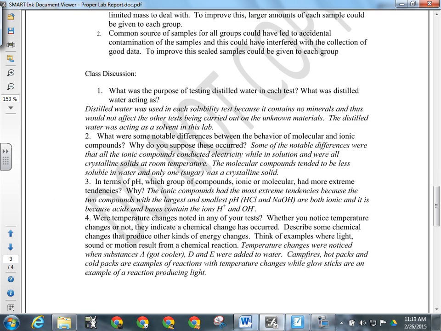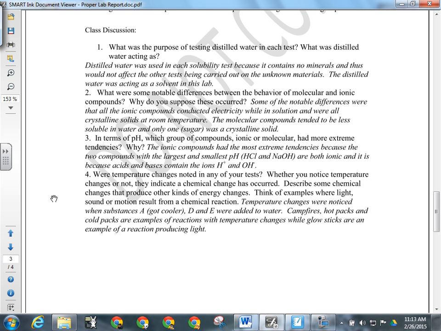For the class discussion, just quickly here, you don't really need to type these down. It's just stuff to talk about. Why do we use distilled water? Right, it's got no ions, no minerals, no nutrients, nothing in it. It can't affect any of the tests. It comes up as neutral. It comes up as zero conductivity. So it can't interfere with any of the tests.